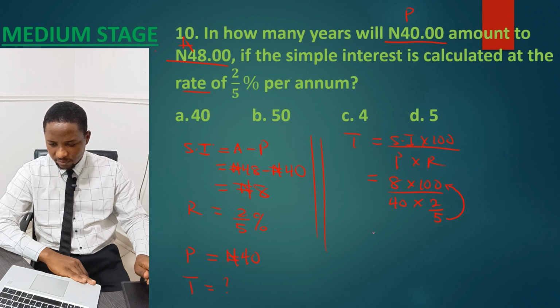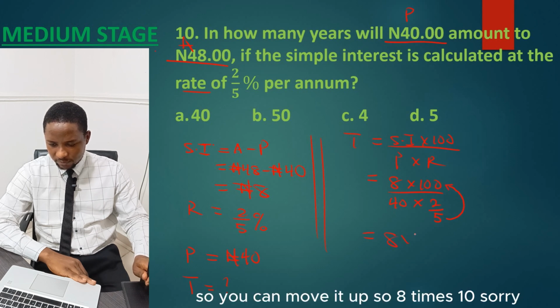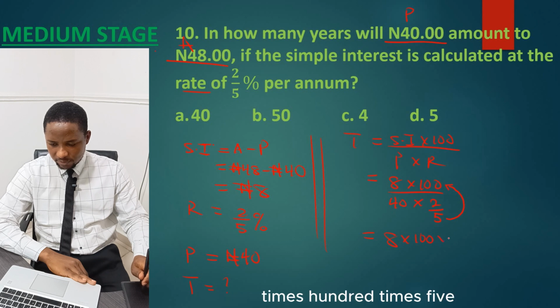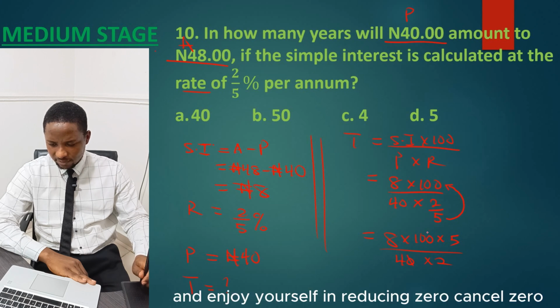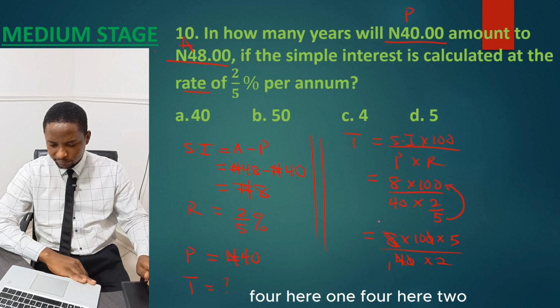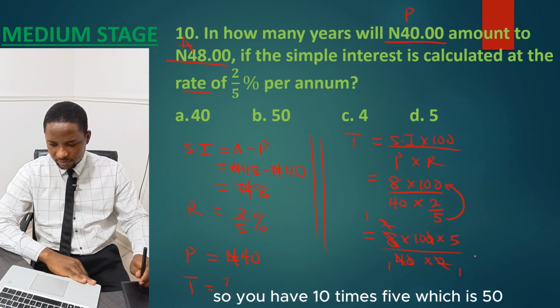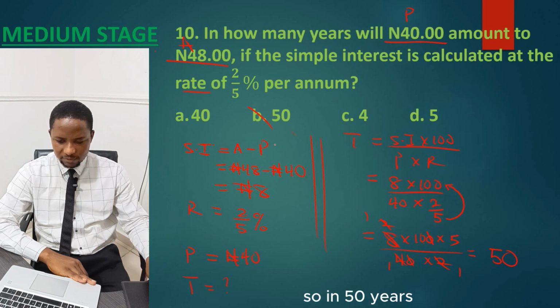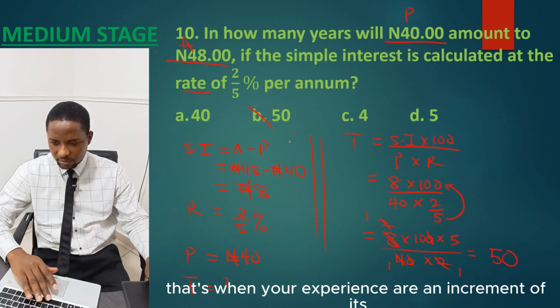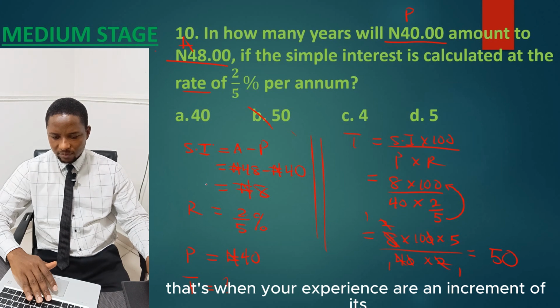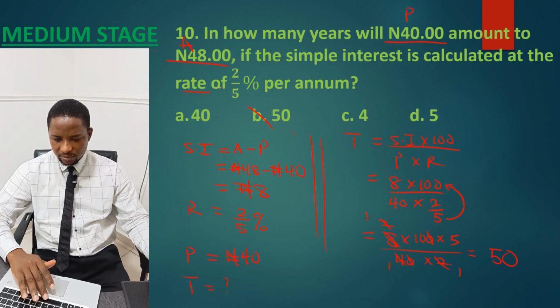You can flip it this way. Denominators are the slaves, they are the ones moving. So you can move it up. So 8 times 100 times 5 over 40 times 2. And enjoy yourself in reducing. 0 cancels 0. 4 here 1, 4 here 2. 2 here 1, 2 here 1. So you have 10 times 5, which is 50. So in 50 years, that's when you experience an increment of 8 with this rate.